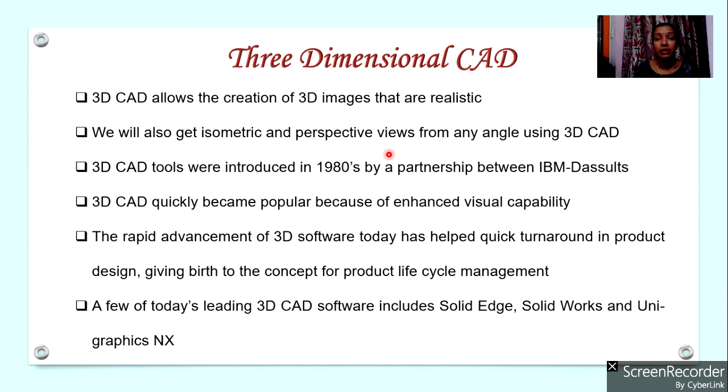As we are producing three-dimensional models using 3D CAD, that particular object which we have designed can be rotated in any direction, or viewed from any angle. This 3D CAD was introduced in the 1980s by a partnership between IBM and Dassault. 3D CAD became popular because of its enhanced visual capability. It is a 3D image, so it is more realistic, and it can be viewed from any angle. The rapid advancement of 3D software today has helped quick turnaround in product design, giving birth to the concept of product lifecycle management.